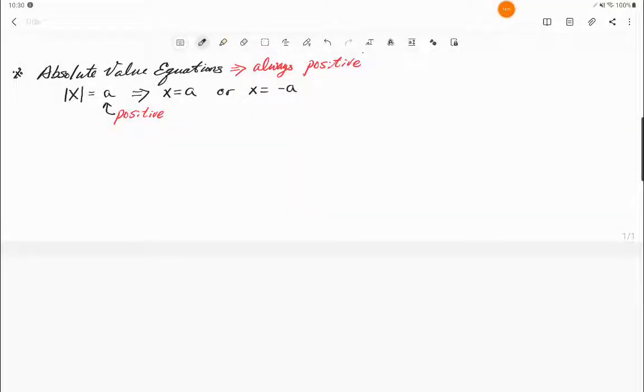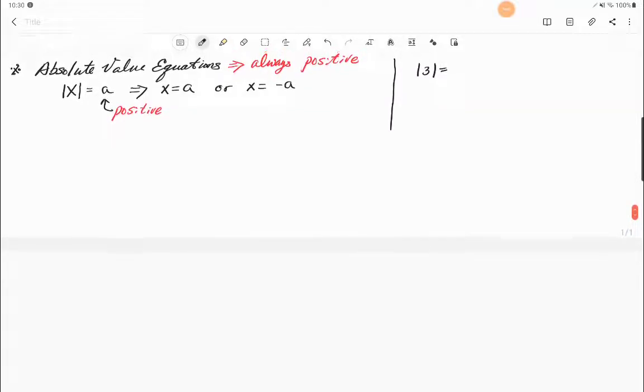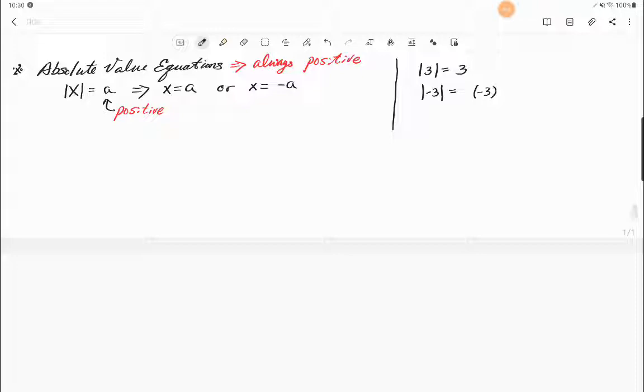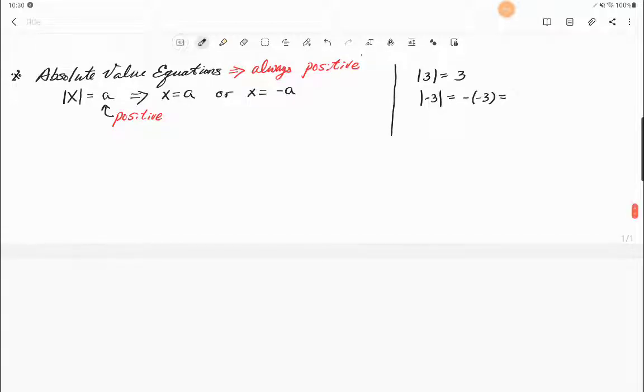Okay, now absolute value equations. Absolute value means always is positive and it cannot be a negative. So for example, what is absolute value of 3? 3 is positive, right? So the absolute value is also positive 3. If there's a number negative 3, and if you want to make an absolute value of negative 3, the value should be positive. So I want to make this number negative 3 into positive. How? Multiply by negative, right? Make it opposite. So this will become positive 3.